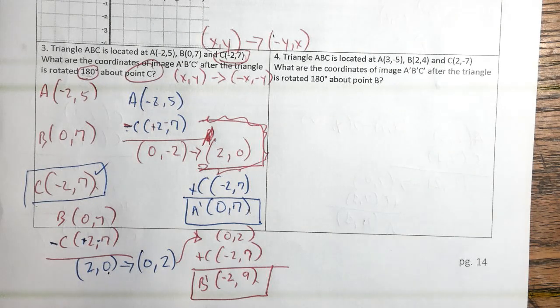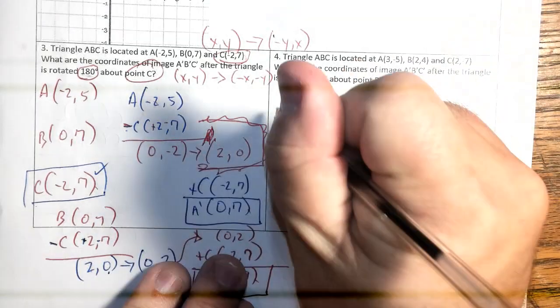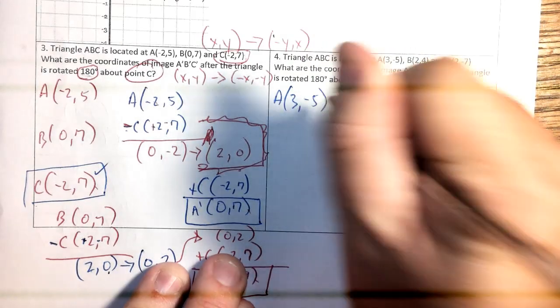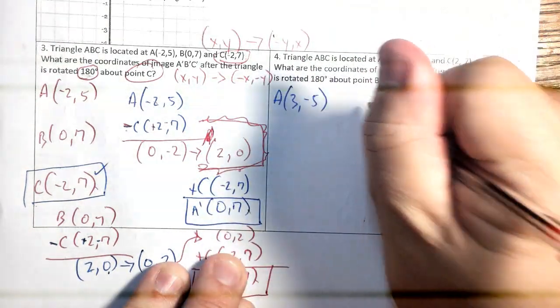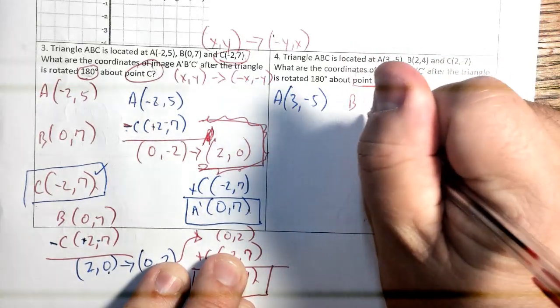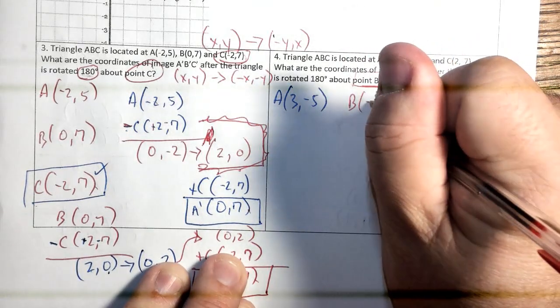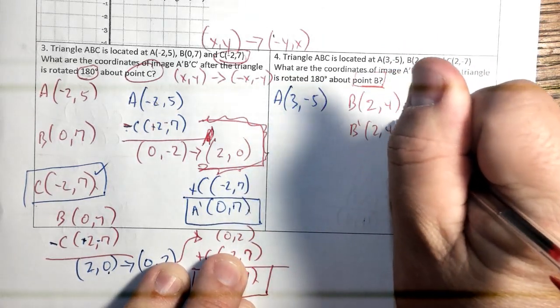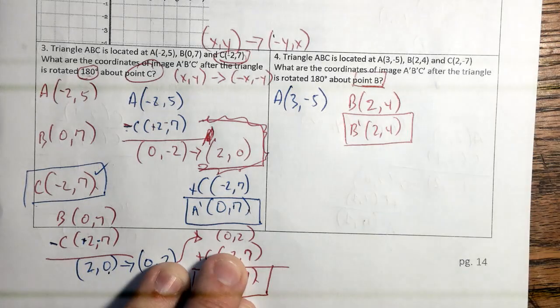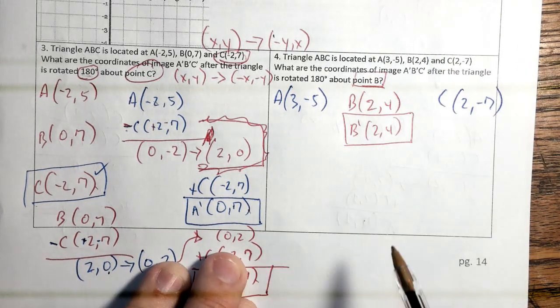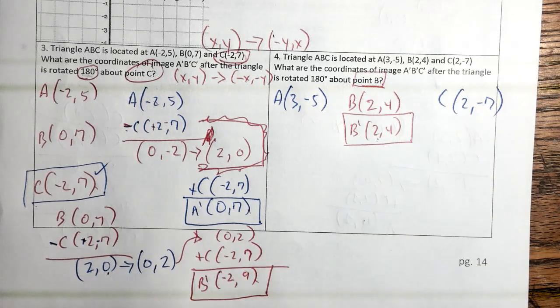All right, number 4, triangle ABC is located at, let me write these coordinates, and I'll start out in blue over here. So actually, I'm going to do this. A is 3, -5. And let's see, we're rotating about point B. Okay, so point B, it won't change. So B is going to be 2, 4. And that means B prime is also 2, 4. Okay. Point C is at 2, -7. So these are the same as here, but we're rotating this point instead of this point.